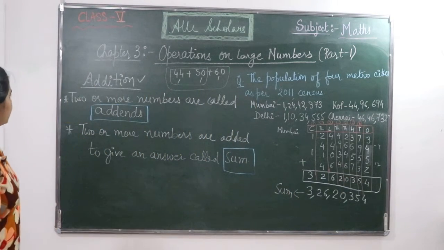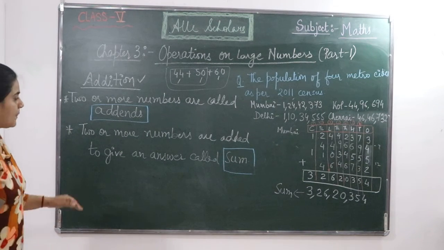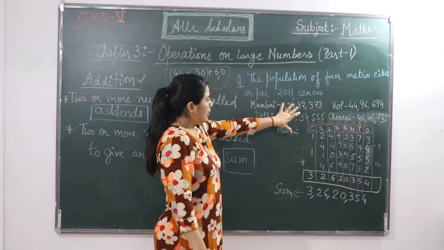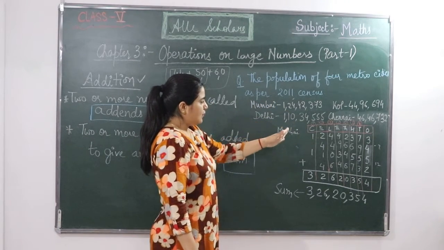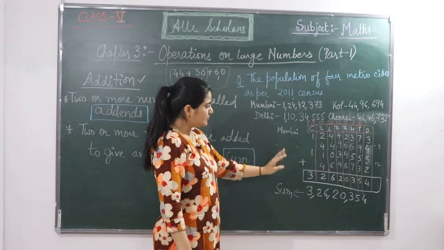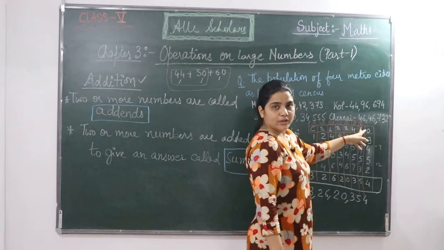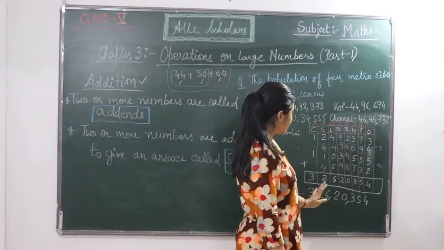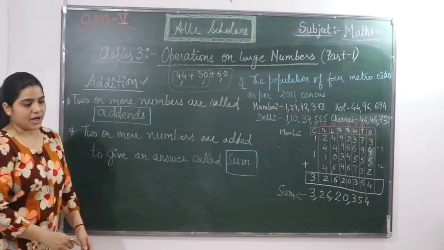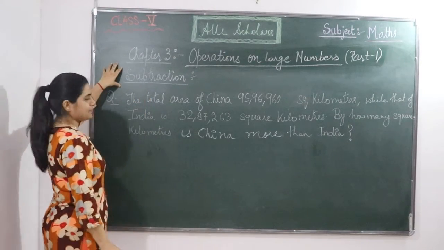I hope this addition is clear to you, how we add these large numbers. For that you simply have to write all these numbers on the places of ones, tens, hundreds and so on, and add them. Whatever second digit comes will go as a carry, and we need to add it. Now we will see subtraction. After addition, now we are going to see the subtraction.